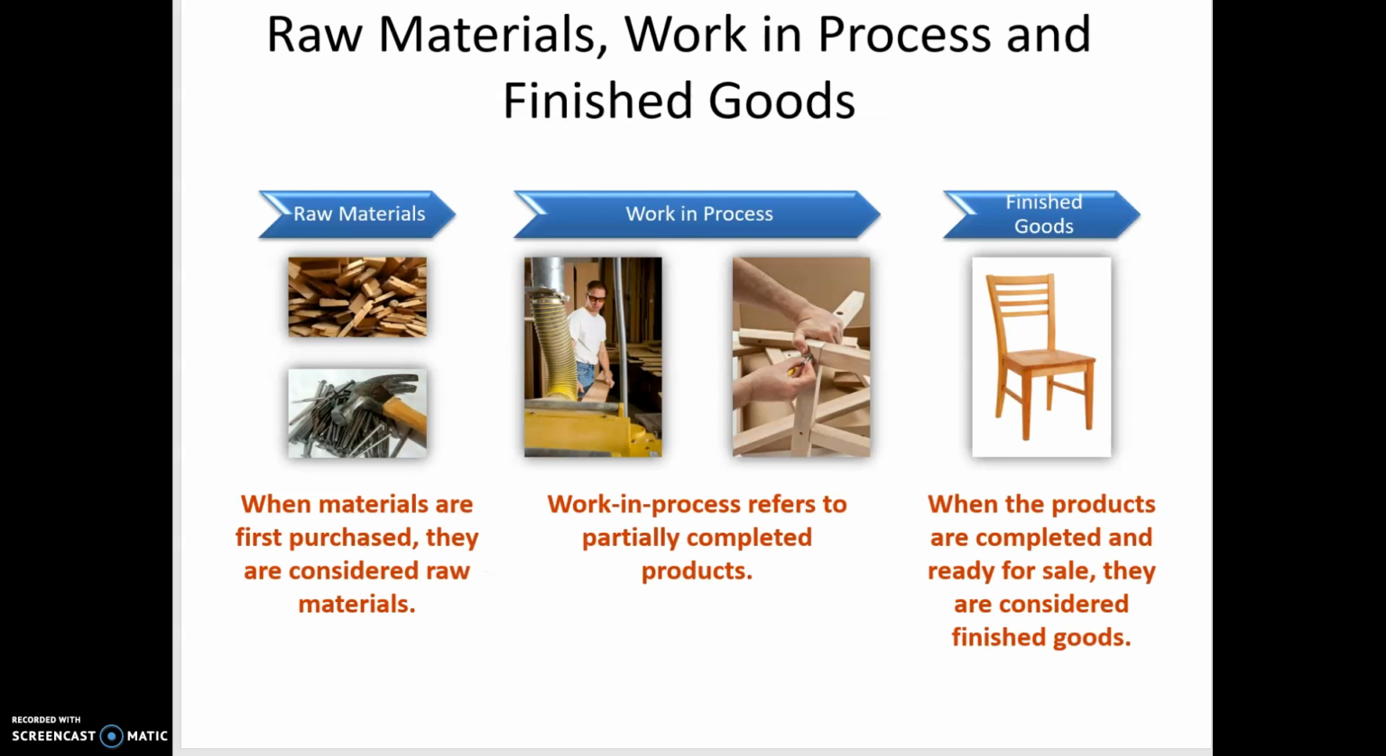And so we can kind of see how the costs are going to move through the 3 inventory accounts. So we buy the raw materials, the things that we need to make our product. And so when we buy those materials, they're in the raw materials inventory account. And then when we start working on making the inventory, the costs are going to move out of the raw materials inventory account and into the work in process inventory account. And then when the product is completed, it will move out of the work in process inventory account and into the finished goods inventory account.